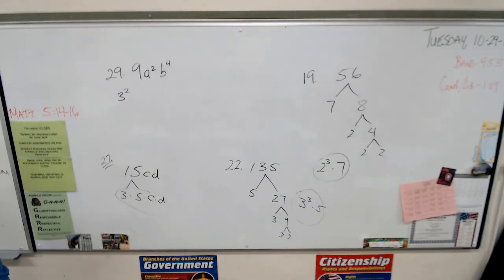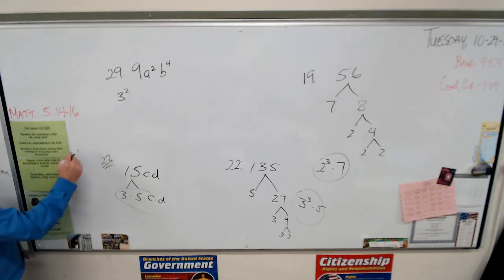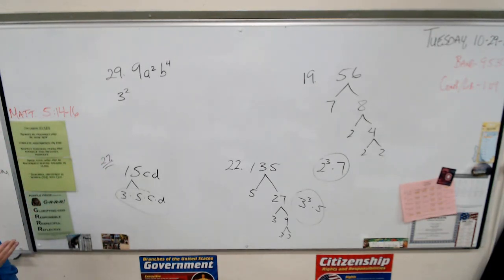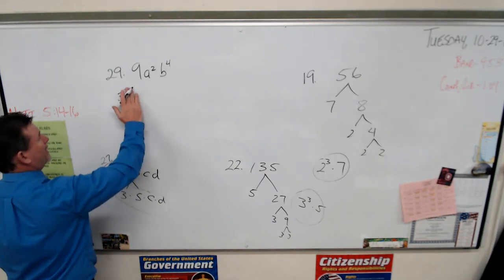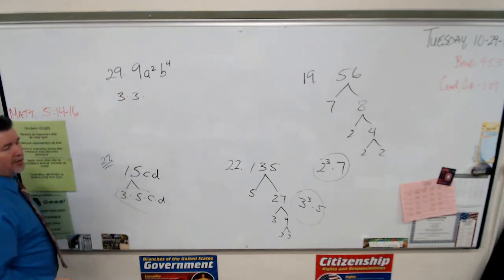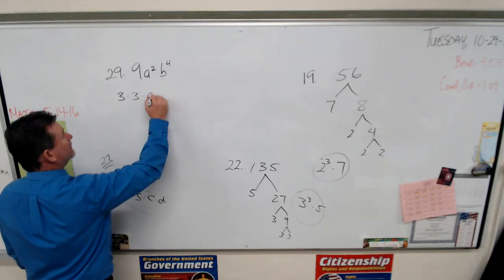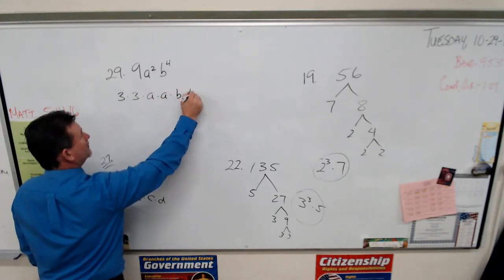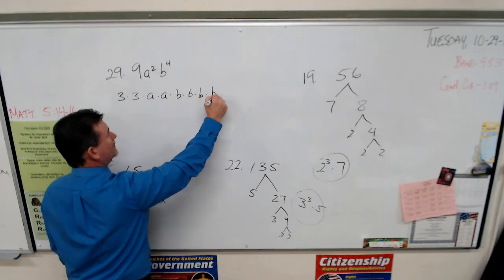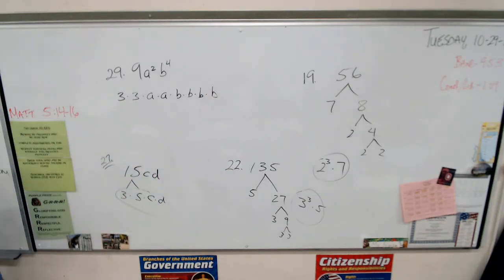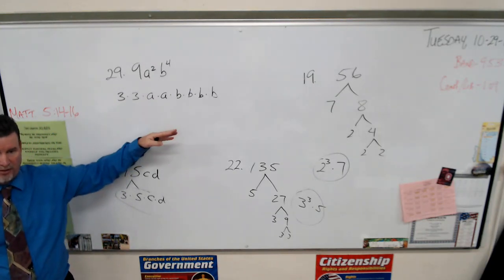What makes a squared? Toughest question yet. If I was going to factor out a squared and break it down to its smallest parts, since they're undoing the powers now, I'm going to write 3 times 3 times A times A times B times B times B times B. Now that looks silly, but that's what they want you to do on 29, to break it down into its smallest parts.